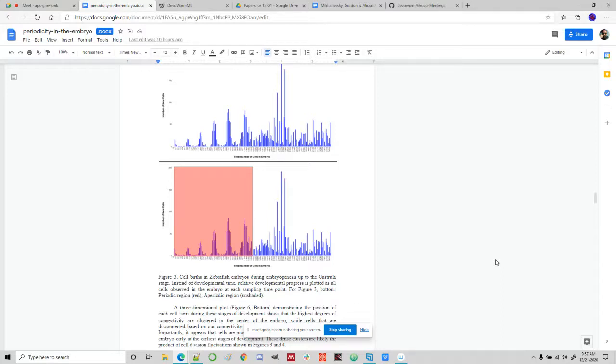Yeah, I might look into that a little bit too. I could put it into MATLAB and get it to do some signal processing on it. Yeah, we could do that.